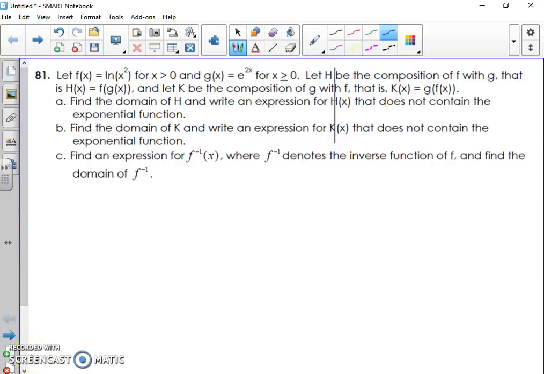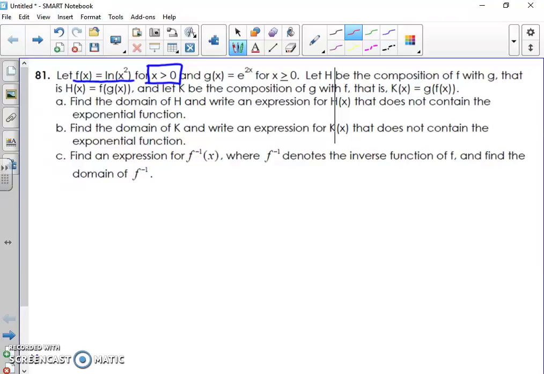Alright, we are going to look at number 81 from your packet. 81 gives us two functions. It gives us f of x equals natural log of x squared, and it gives us the domain for f of x, which is x is greater than 0.